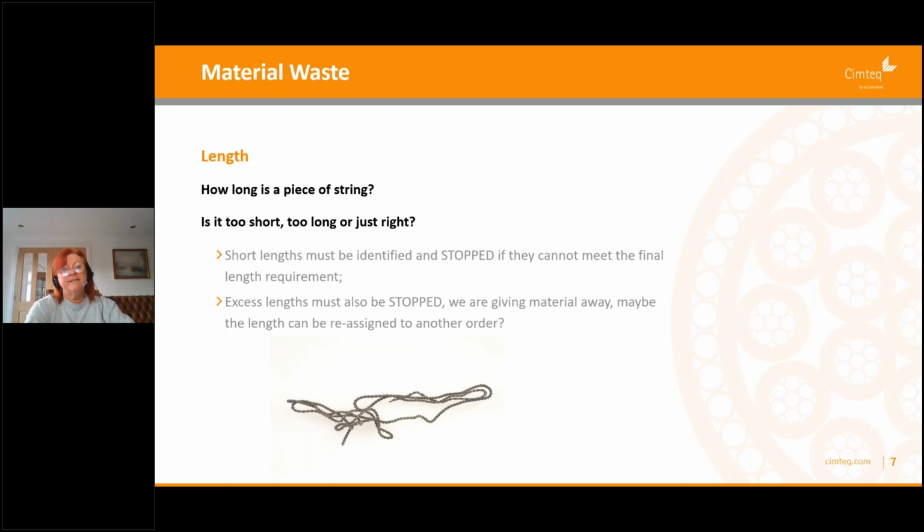So having an MES system allows us to monitor this, and again, a short length can be stopped. Stop adding value, don't let it progress until we're sure that we can actually still sell it. And an excess length again should be stopped. Maybe it can be reassigned to a different order, so that we can get paid for it rather than giving it away.